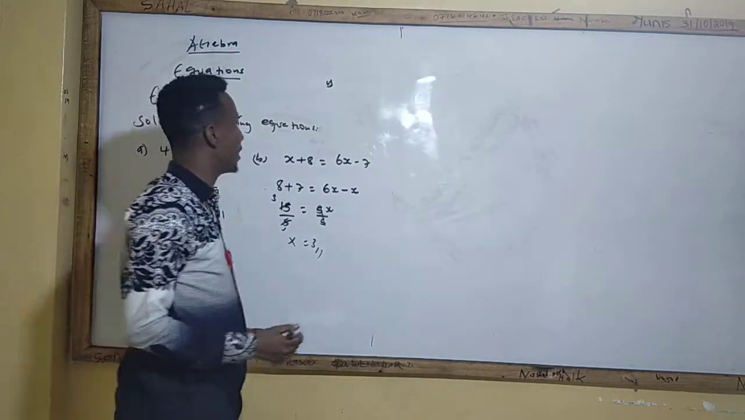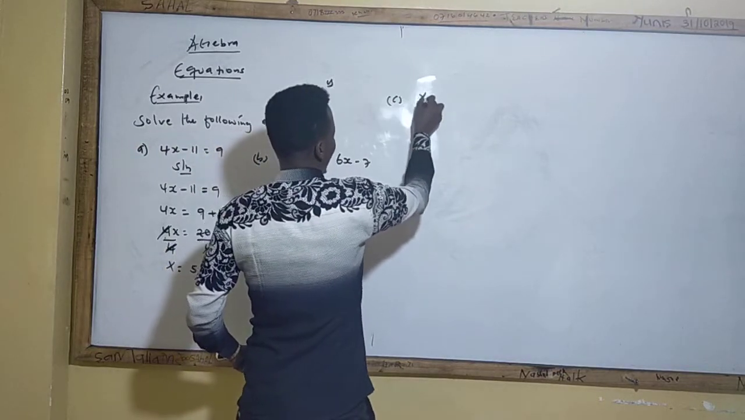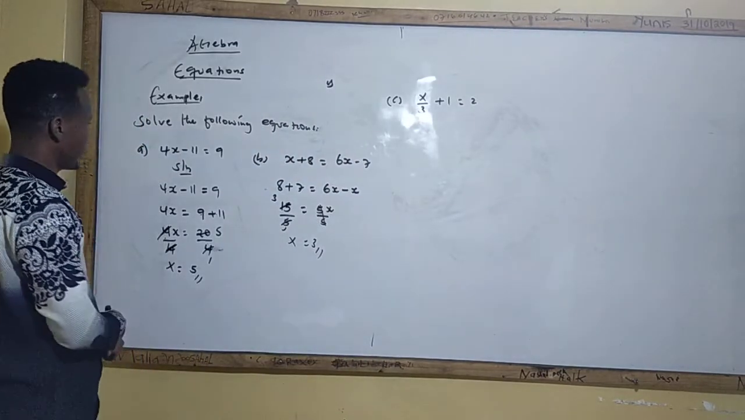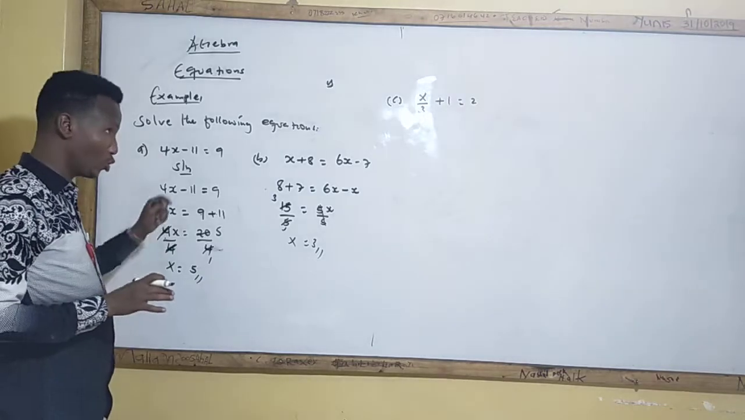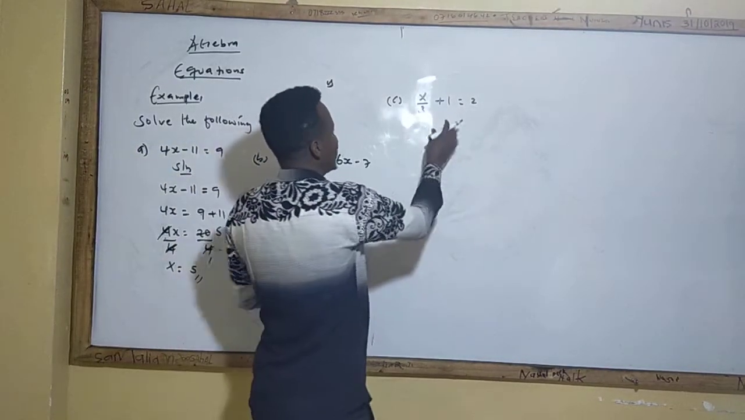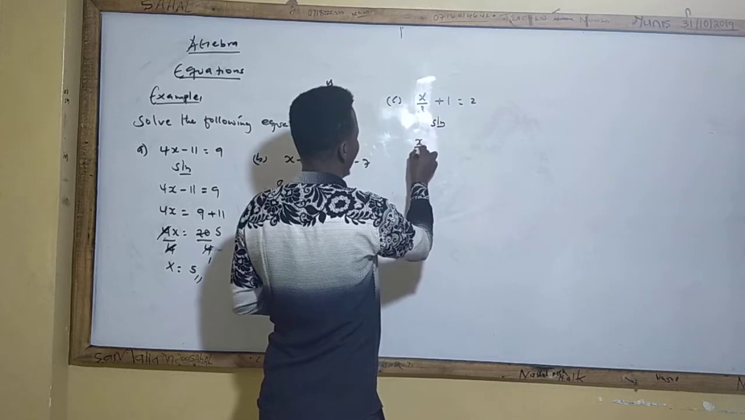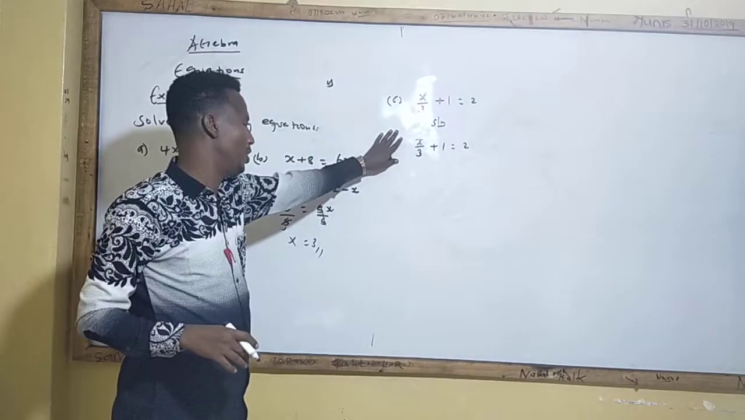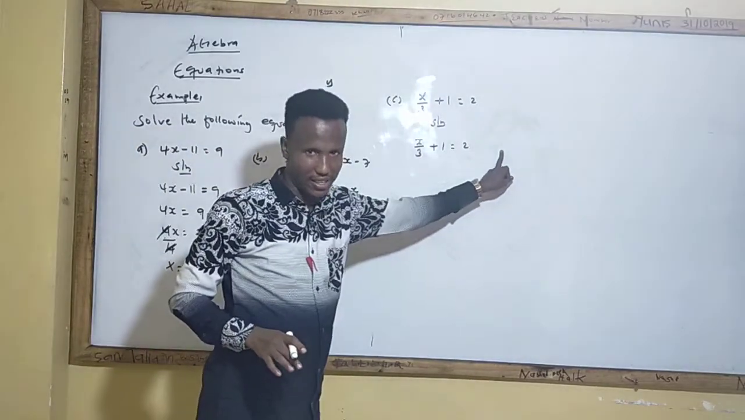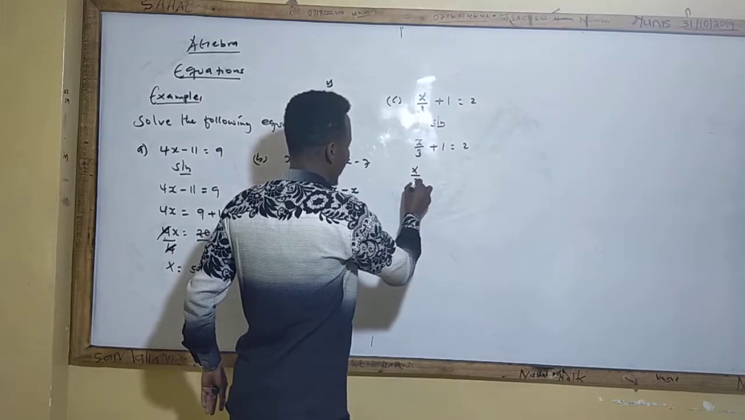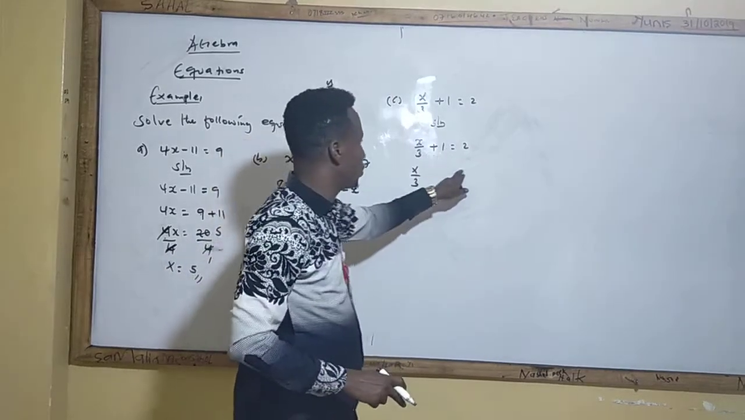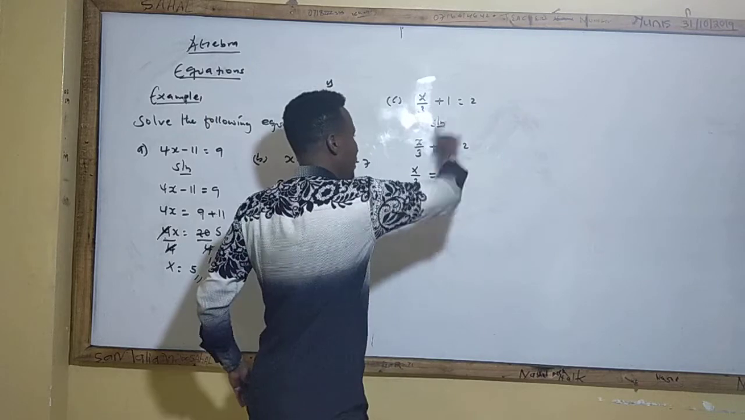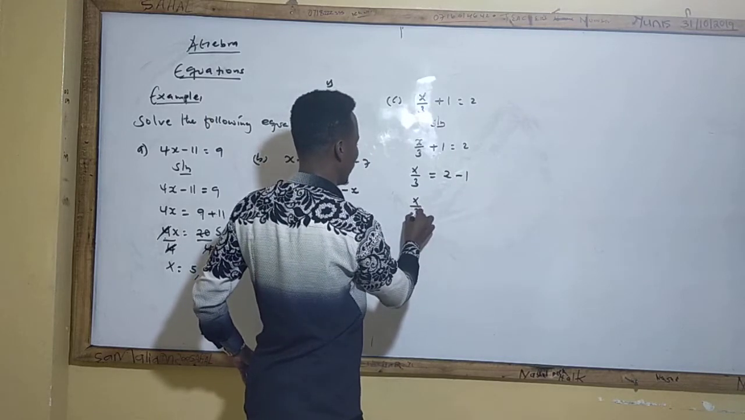Let's proceed ahead. We have another one of these. We have x over 3 plus 1 is equal to 2. The first thing, when you have such kind of equation in the examination, is to transfer this one to the other side. So we'll say x over 3. Remember, this one is positive here. So the moment it crosses the equal sign, it will be negative. So it will be equal to this 2 which was there initially, then take this one to the other side, minus 1.